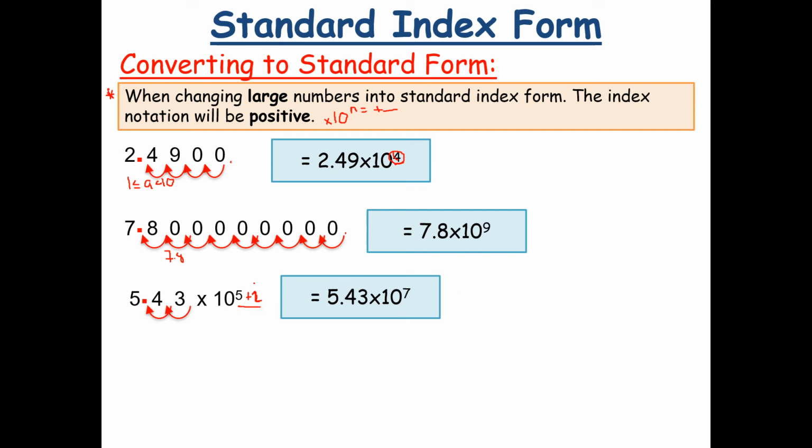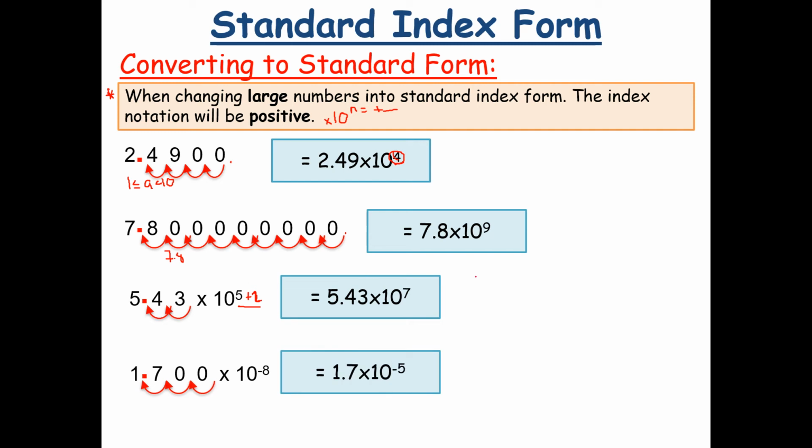Another example, we've got 1,700 times 10 to the power of minus 8. So our decimal would go between the 1 and the 7, and we're moving our decimal place back once, twice, 3 times. So it would give us an answer of 1.7 times 10 to the power of minus 5. Remember, we're adding on 3. So minus 8 plus 3 gives us an answer of minus 5.